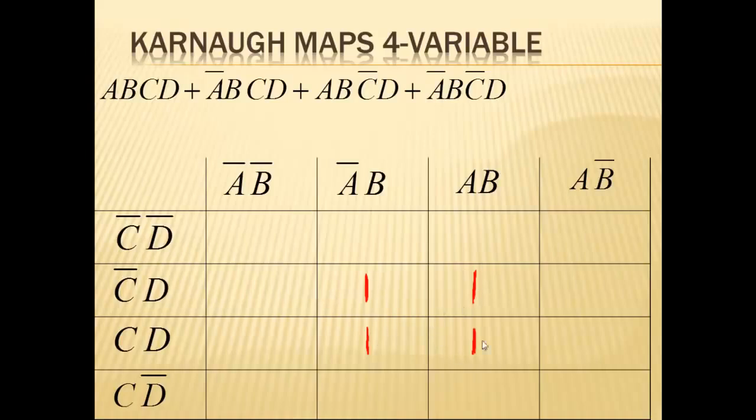We could get a group of 2 there, a group of 2 there. We could do a group of 2 there and a group of 2 there. But all 4 of them are together. So why not, remember we can do 1s, 2s, 4s, and 8s.